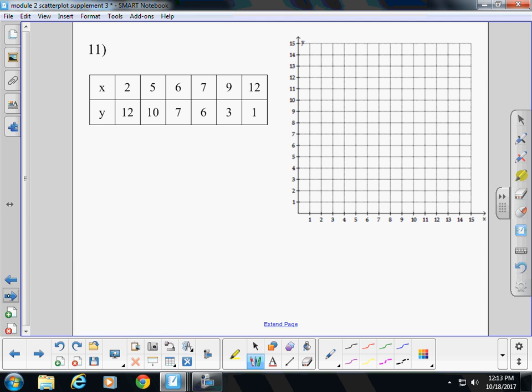Okay, so let's look at this one. Let's start plotting your points. So 2 and 12, 5 and 10, 6 and 7, 7 and 6, 9 and 3, 12 and 1. So the first thing I noticed about this one is these points going from left to right, the points are going down. So this one's going to have a negative correlation, which means that when I do my work for slope, I should have a negative slope.